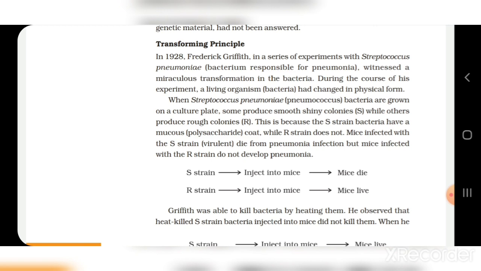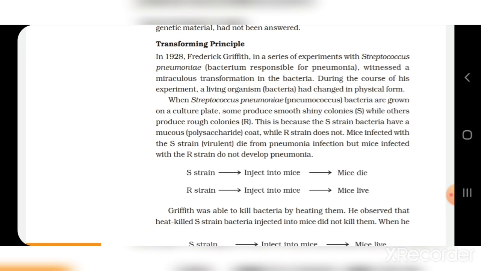Next we come to the R strain, which was the non-virulent strain. That means it was non-pathogenic and was unable to cause pneumonia when injected inside an organism. It is rough strain because it didn't contain the smooth capsulated coating. So it was called non-capsulated, as it did not have the polysaccharide coating.